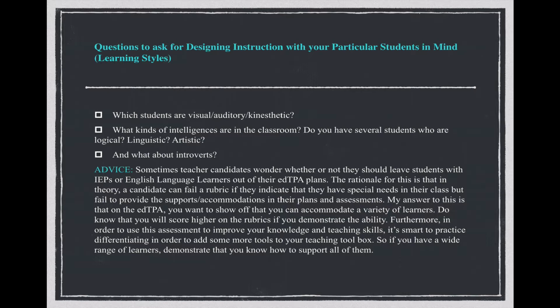What kinds of intelligences? So now we're thinking about Howard Gardner, right? Do you have students who are logical, linguistic, artistic? You probably have all of these. So you want to try to plan as broadly as you can for these individuals in your class who have individual needs. The next bullet point there is really about introverts, right?